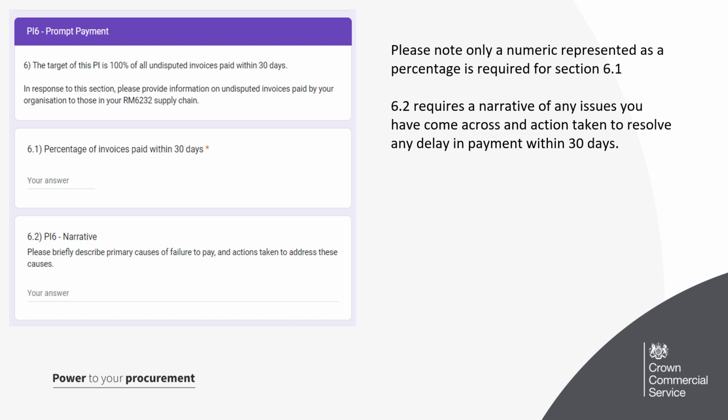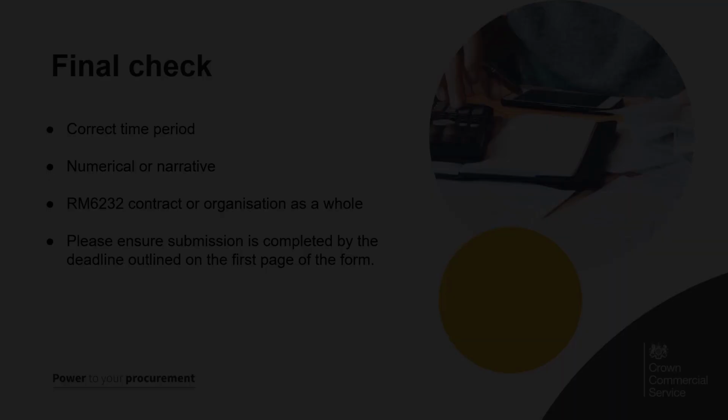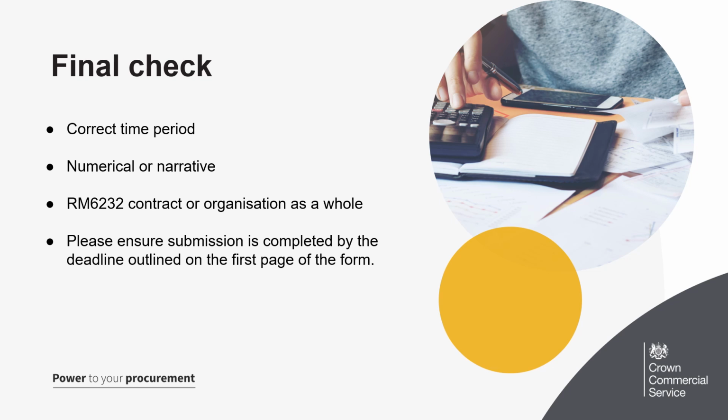That comes to the end of the data submission guidance. Please ensure you are completing the performance indicators correctly by ensuring the data collected is for the correct time period. Identifying if a numerical or narrative response is required. This is to ensure the data collected can be compared like for like. Also ensure the data provided relates to whether it is asking for organisation as a whole or related specifically to RM6232 contracts. If there are any queries with the data received, we will be in touch.